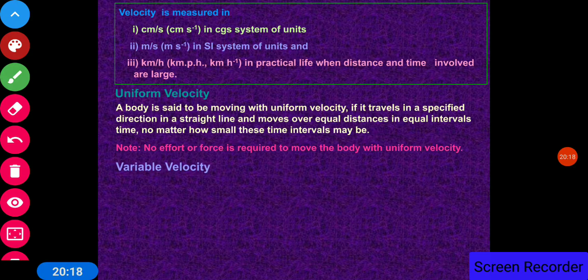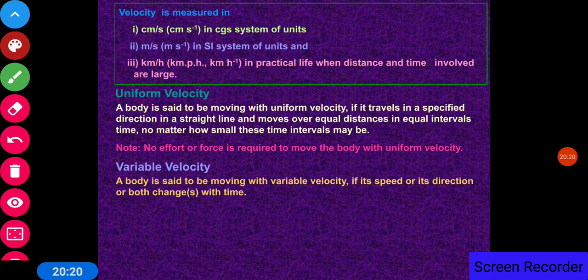Variable velocity. A body is said to be moving with variable velocity if its speed or its direction or both change with time. Just keep in mind that if the speed is changing or its direction is changing or both are changing, then the velocity is variable.